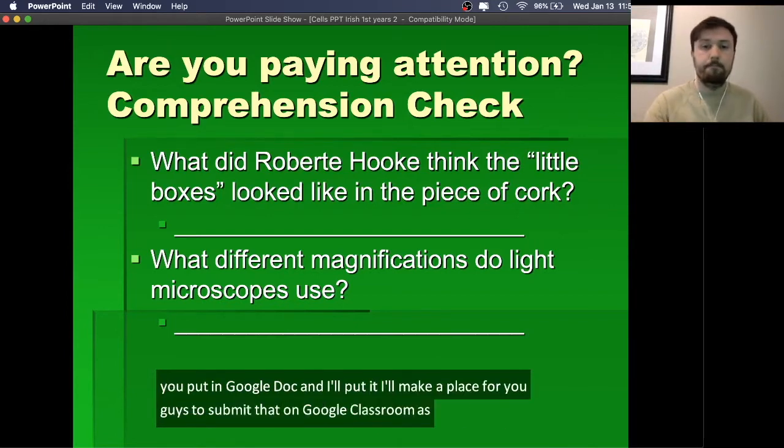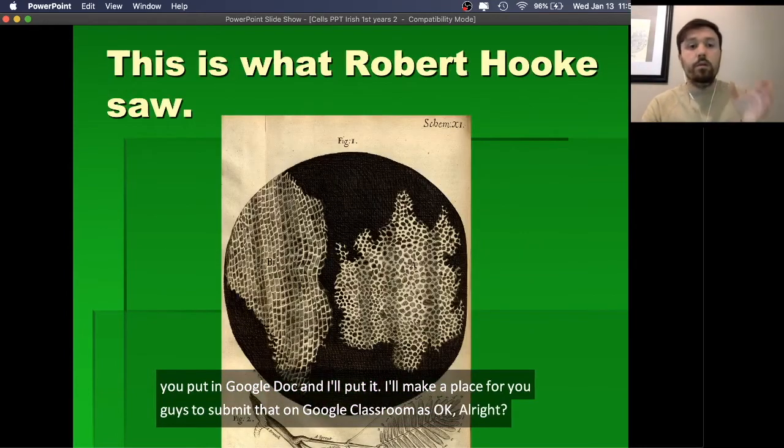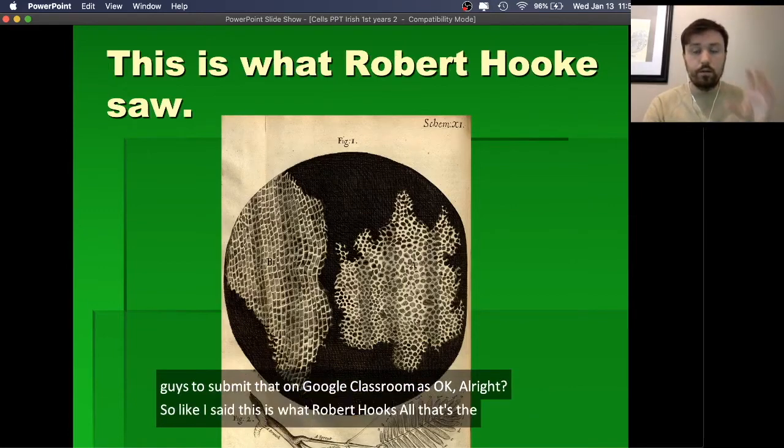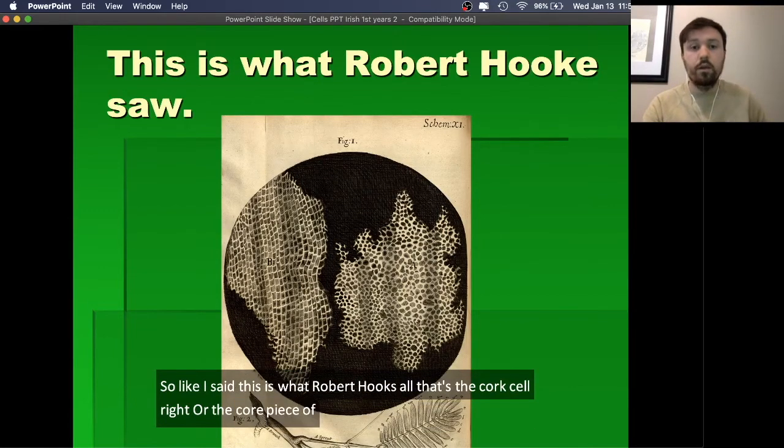Okay? All right. So like I said, this is what Robert Hooke saw. That's the cork cell, right? Or the piece of cork. Those are cork cells. So moving on.